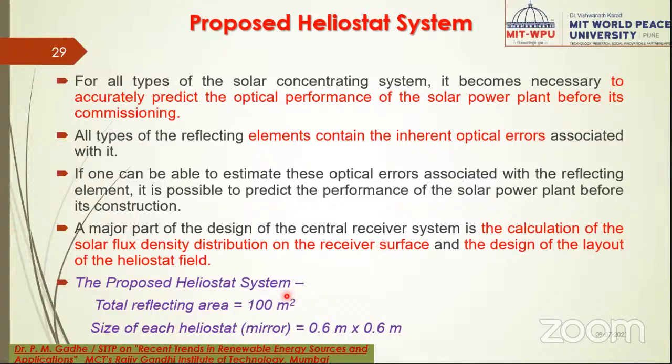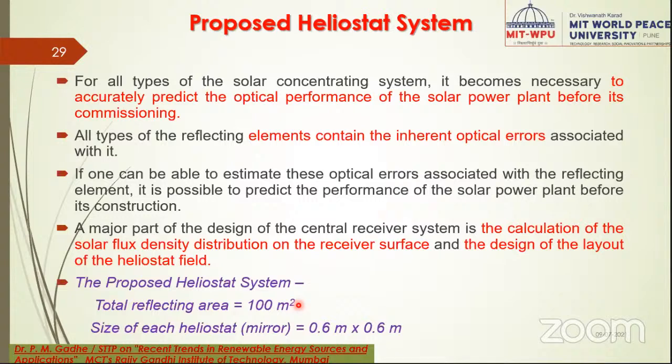The proposed system that we want to design has a total reflective area of 100 meters square, and the size of the heliostat mirror is taken as 0.6 meter by 0.6 meter. So around 2 feet by 2 feet is the size of a single mirror, and when we add all the mirror sizes, it will be 100 meters square. This is the proposed heliostat system. This system we want to fabricate afterwards.